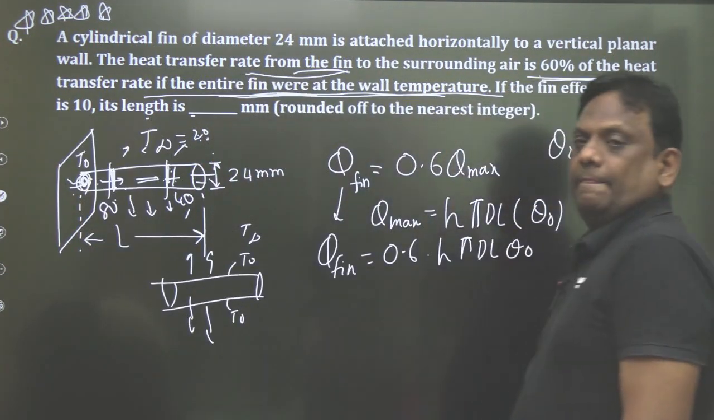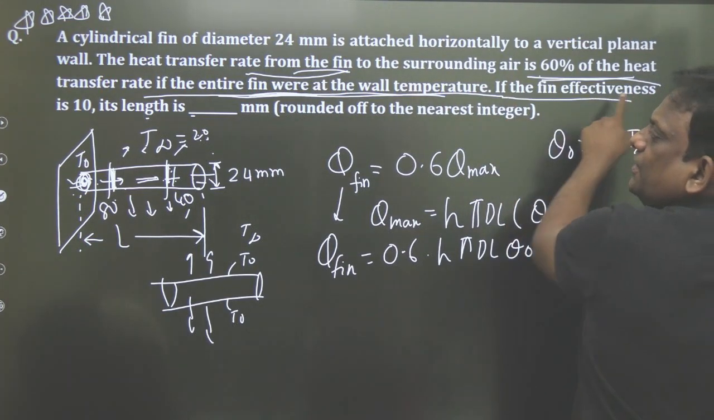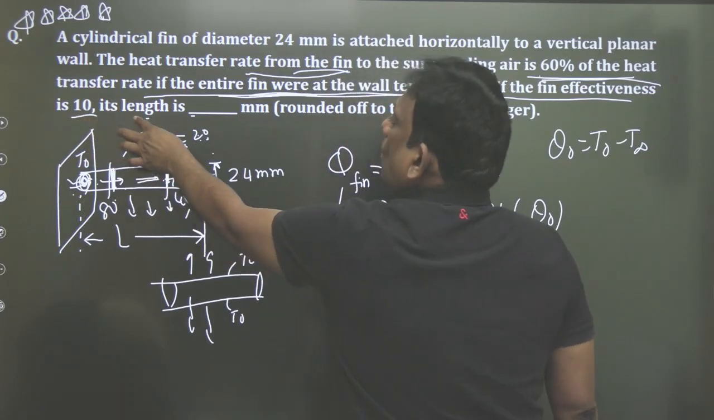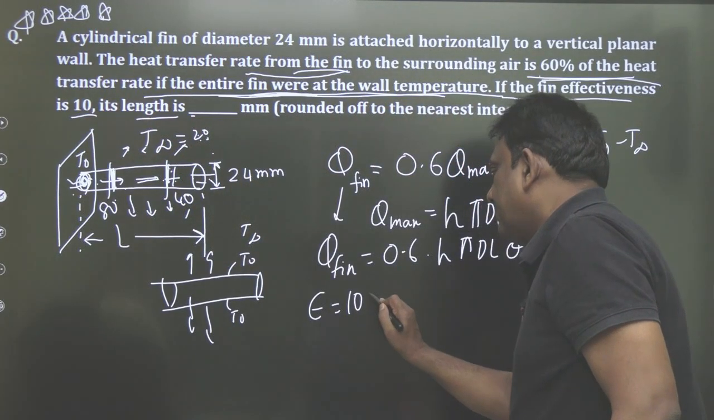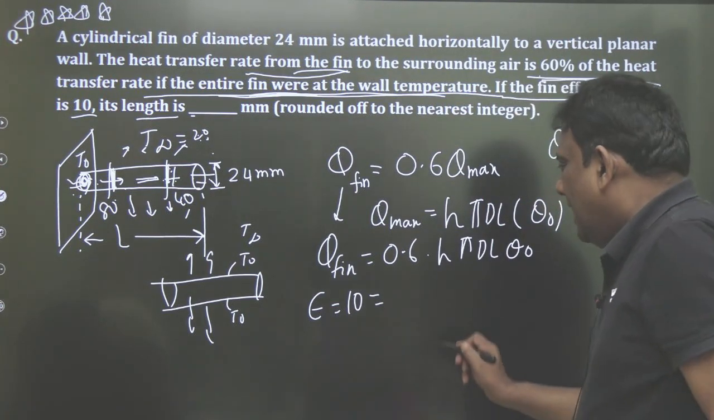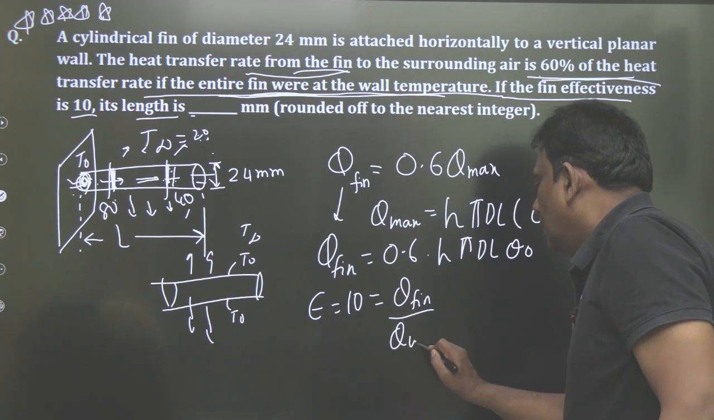Now, next. Other data is given. If the fin effectiveness is 10, what is the length? The effectiveness of the fin is given as 10. What is the effectiveness definition? It is heat transfer with fin over heat transfer without fin.